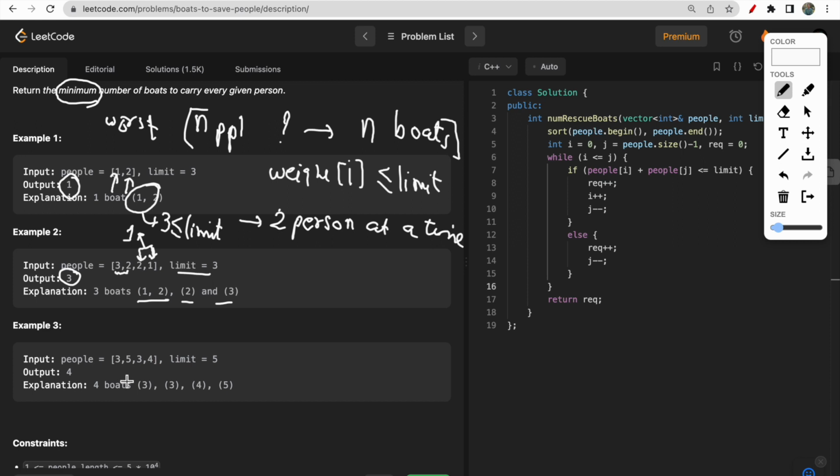Now in the third example, no pairing is possible. Each person will have to travel separately because of the limit of 5. So yeah, there are 4 boats required. This is the worst case scenario, that all people have to travel in separate boats and no pairing is possible.